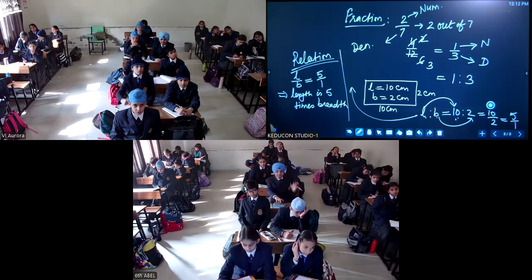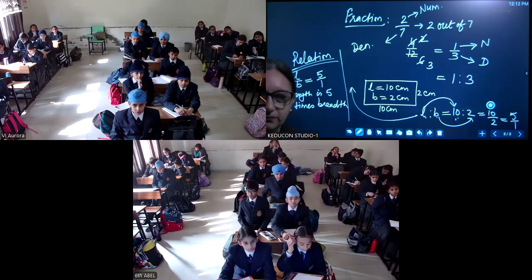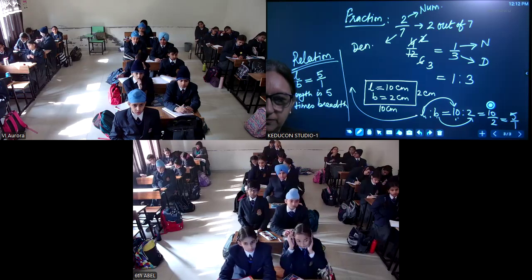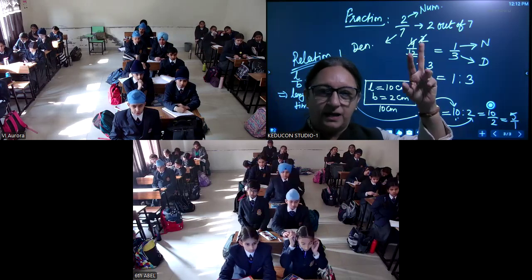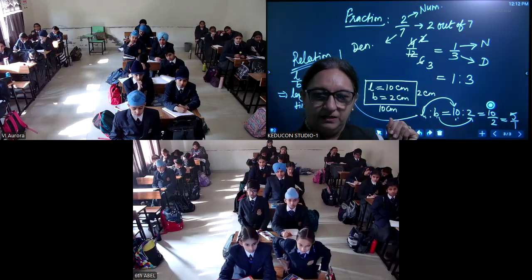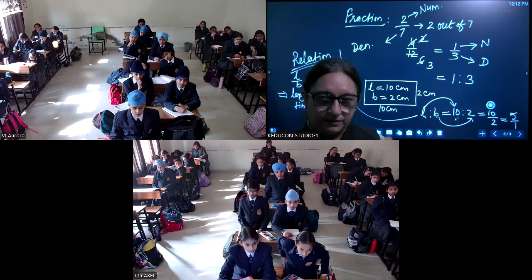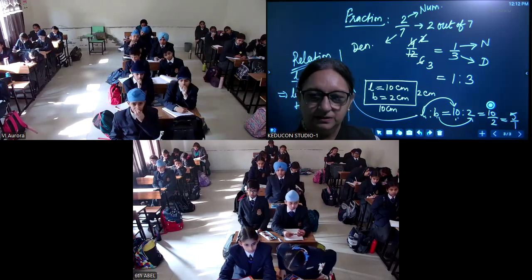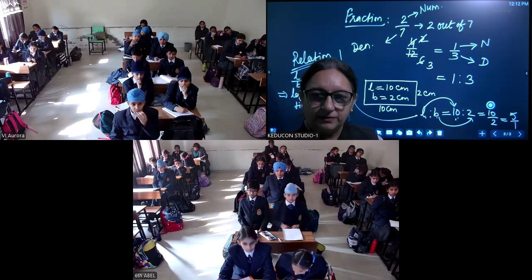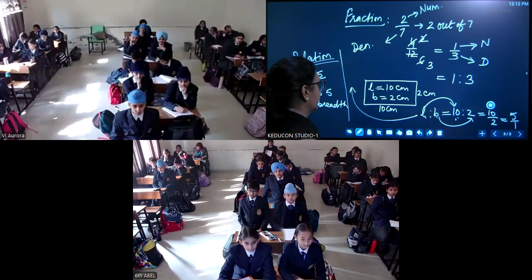Okay, so what is the purpose of ratio? The purpose of ratio is to find the relation between two things at a time. Okay, I'm giving you one more example. Keep listening to me. Don't write.